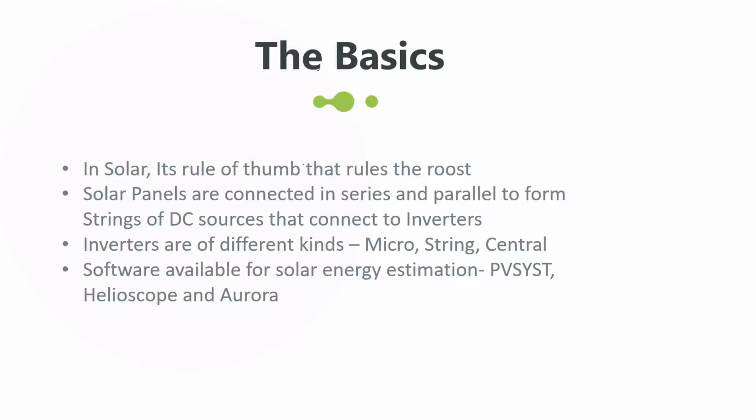Micros are typically a little bit more expensive than string. String is a little bit more expensive than central, but there are different advantages to micros as well. Well, the first thing is warranty. For micros, the warranty period is almost equivalent to your solar panel warranty. It's almost 25 years. String, because they withstand much higher voltages, usually has warranties up to 5-10 years, and central is I think 5 years.